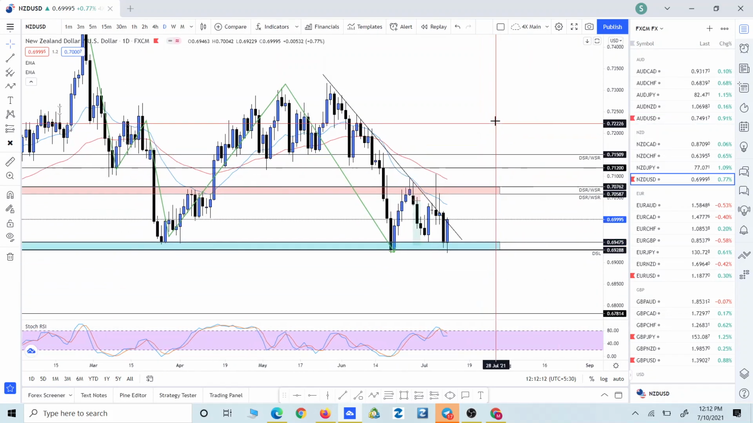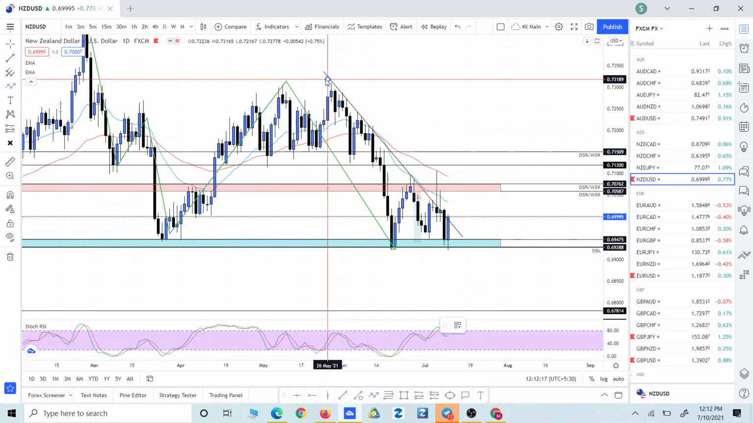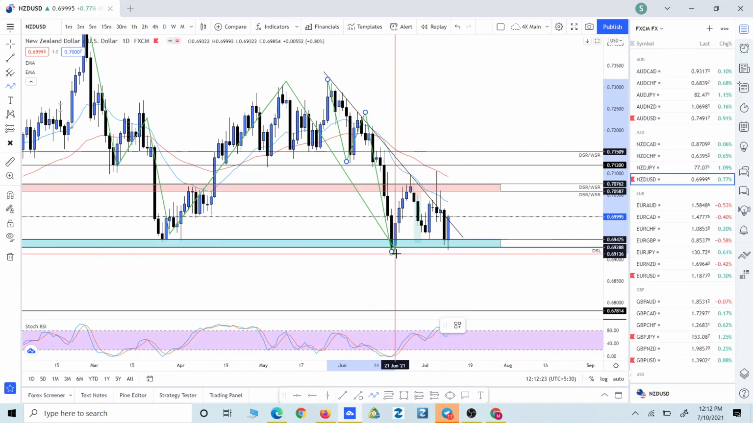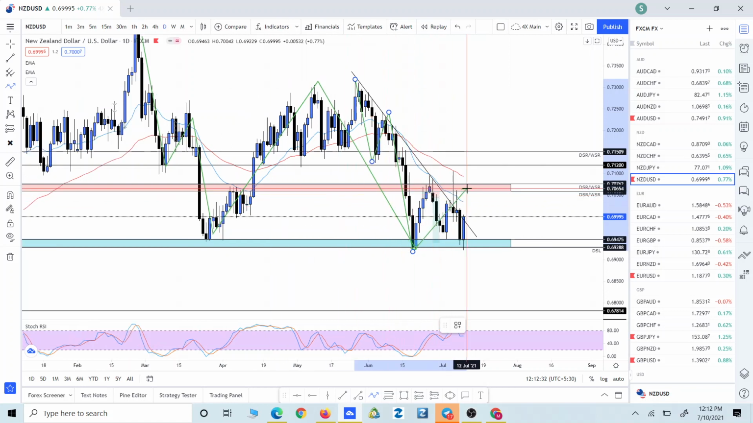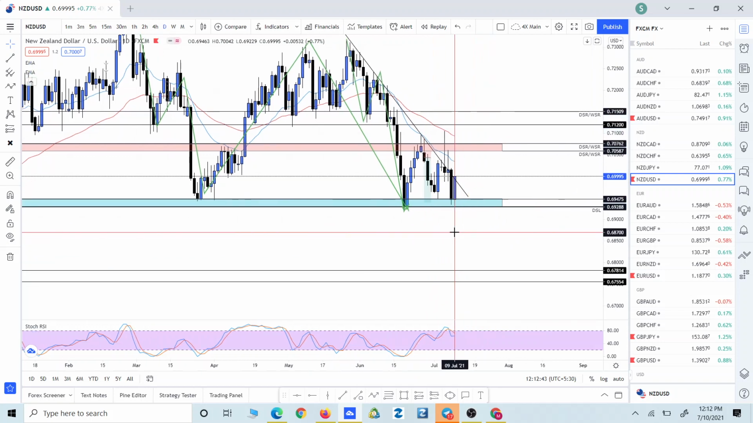On the New Zealand USD, if we start from the top, we had high, low, lower high, lower low, and since then we did not break below this low, and the price is ranging between this red zone, which is acting as a resistance, and this green zone, which is acting as a support. So price is ranging for a while, and we have two possible scenarios on this pair at the moment.